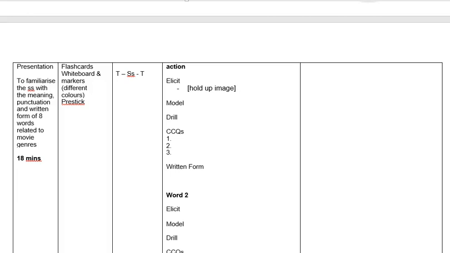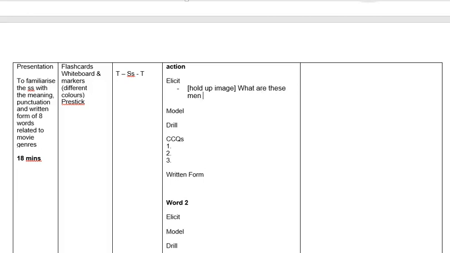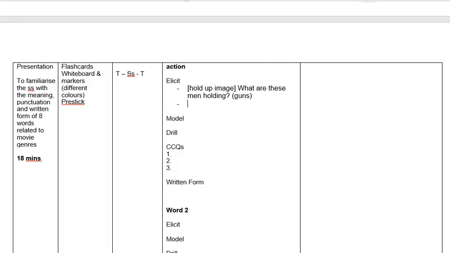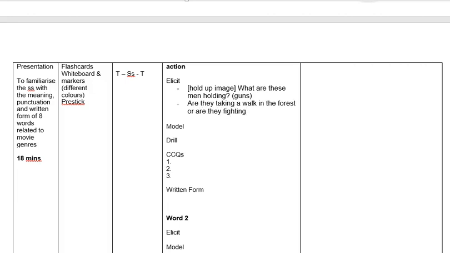So I have a picture of men who are fighting and have guns. And I want to draw their attention to what they're holding. So I ask them, what are these men holding? Are they taking a walk in the woods or in the forest? Or are they fighting? In other words, get them to notice the emotion happening in the picture. And does it look like they're very busy, or does it look like they're very calm and not much is happening?